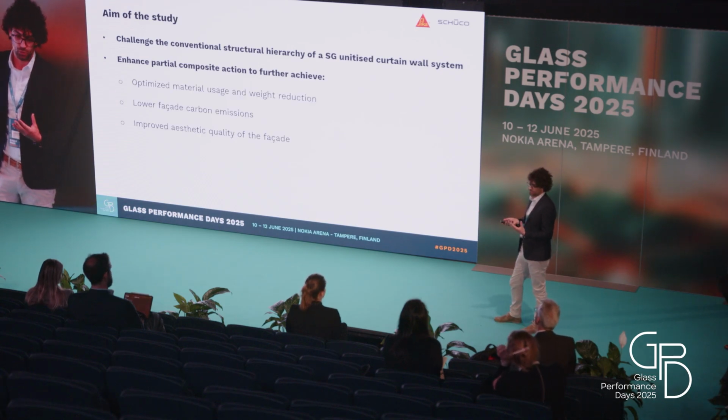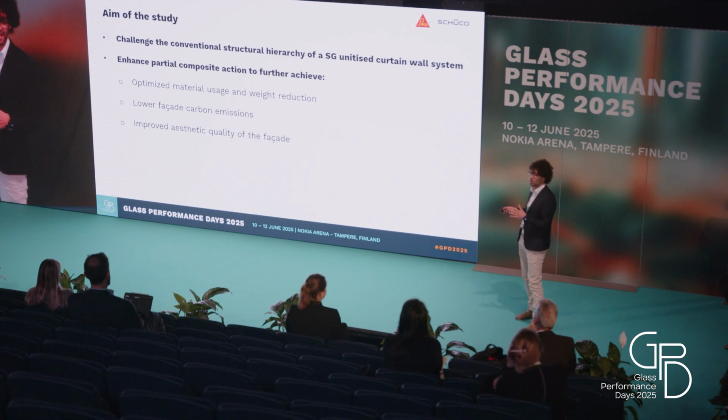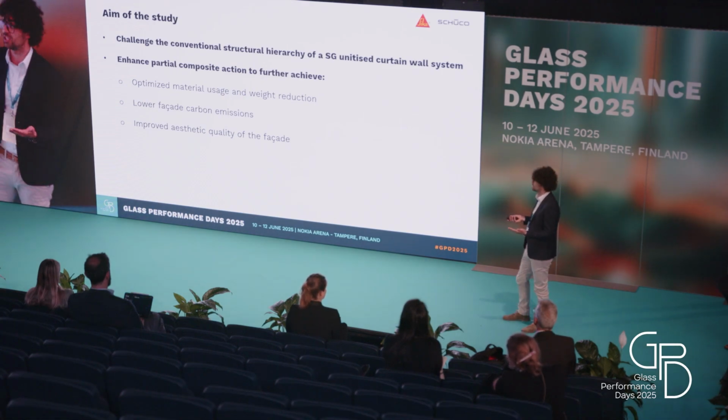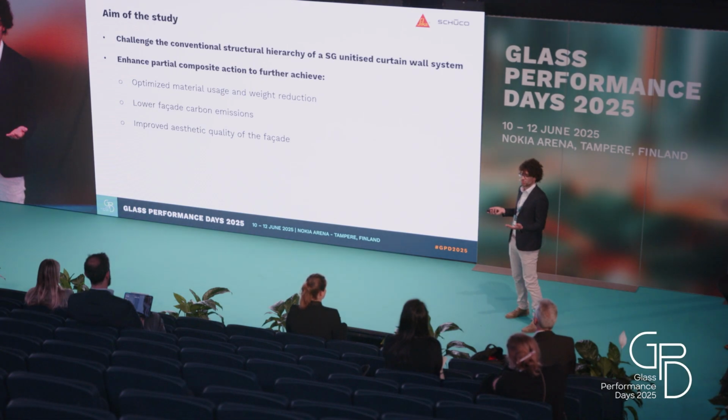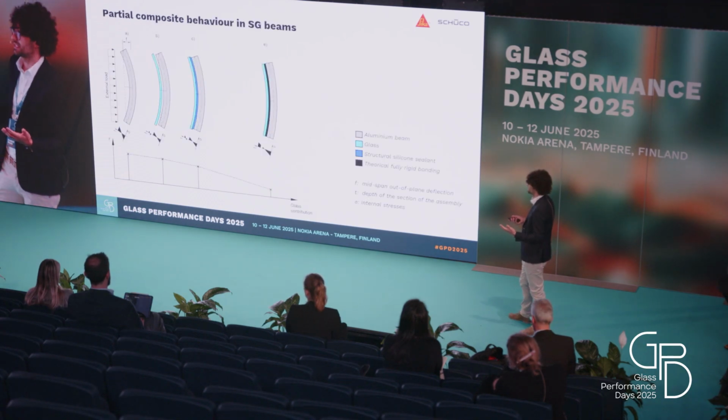And why do we want to enhance that? To optimize the material usage. We want to reduce the quantity of aluminium that we use in our facades. Therefore, in this way, we can lower the facade carbon emissions. Of course, we want to keep the same glass that we would use in a traditional unit. And of course, we will improve the aesthetic quality of the unitized facade.